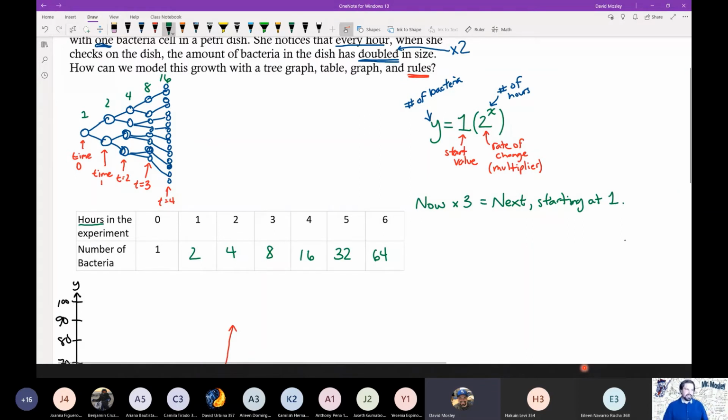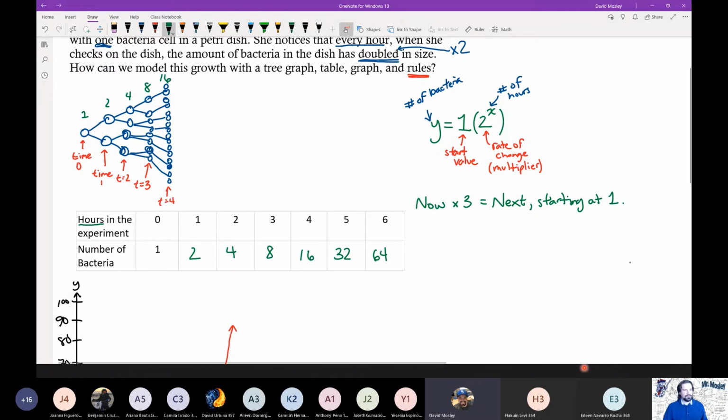All right, so based on this context now, we've got all these different representations, which could allow us to answer other questions. We could ask, how many hours will it take for there to be 5,000 bacteria? Right, we have the rule, and we have the graph. We can now answer those types of questions. You know, we can ask in 24 hours, in 1 day, how many bacteria will there be? And we can calculate that.